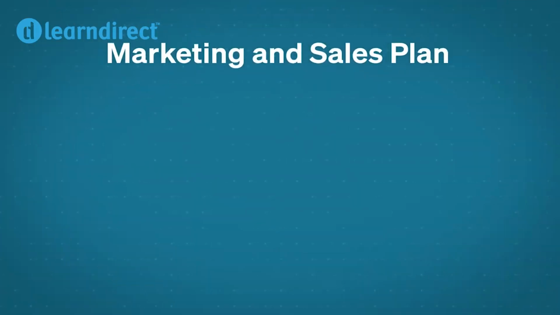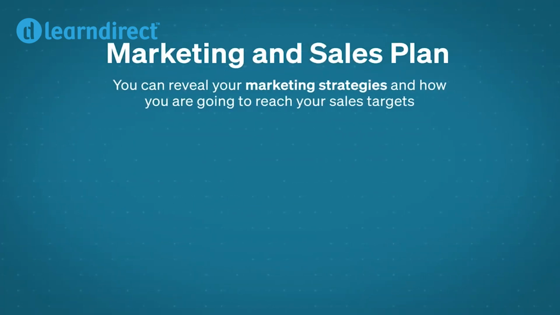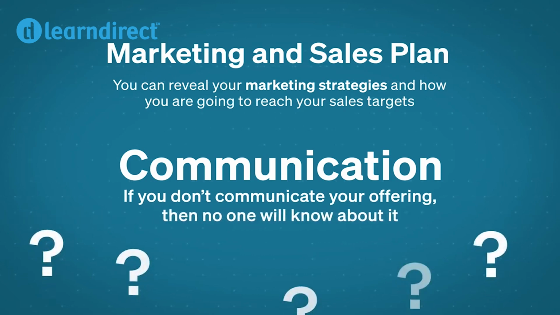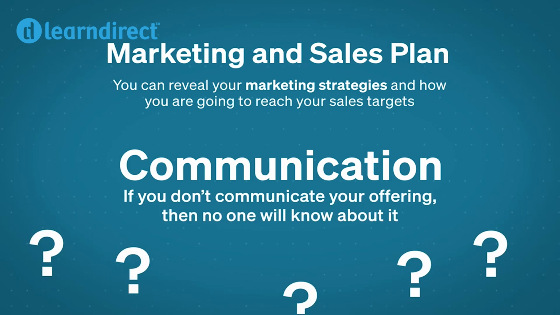Marketing and sales plan. In this section of a business plan, you can reveal your marketing strategies and how you are going to reach your sales targets. A key point here is communication. If you don't communicate your offering, then no one will know about it, but it needs to be done in an engaging way and one that will grab people's attention. It is also very important to know what your brand identity is, so that no matter how you communicate, this always shines through across all platforms. Engagement will be so much higher if people think you're authentic and true to your ethos. Have fun with your marketing and be creative.